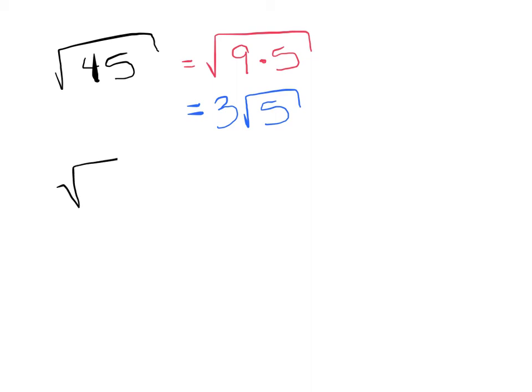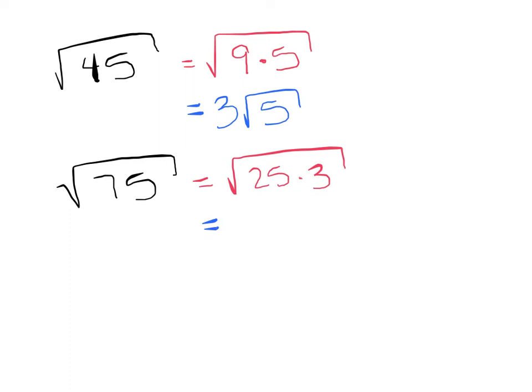Let's do the square root of 75. Start thinking of those perfect squares that go into 75. Does 4 go in? No. 16? No. 9, like the last one? No. 25 does. The square root of 75 is the square root of 25 times 3. Well, we all know that 5 times 5 is 25, so when 25 escapes the square root, it becomes a 5, and we're left with the square root of 3. So the square root of 75 can be simplified as 5 times the square root of 3.